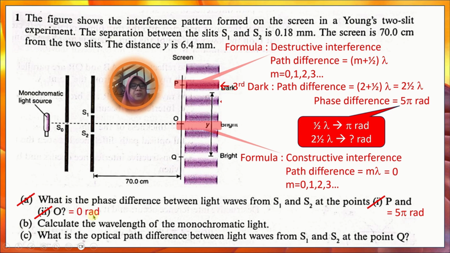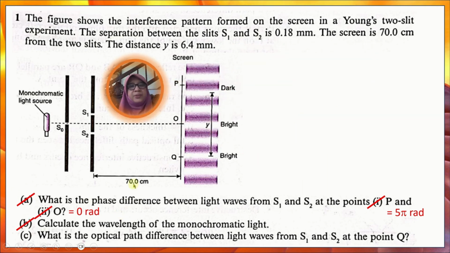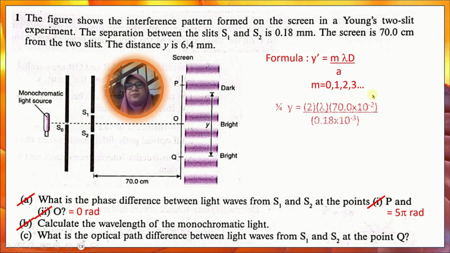Okay, now we go to question B. Calculate the wavelength of the monochromatic light. We can use the formula y equals m lambda D over a. So a is the separation between the slits, and D is the distance from the screen to the slits, where m is 0, 1, 2, 3 and so on.